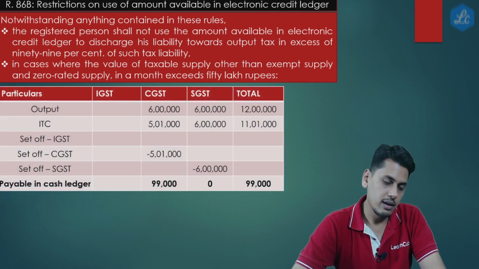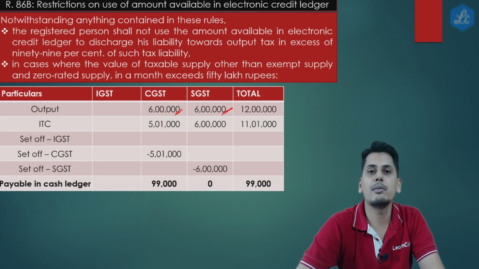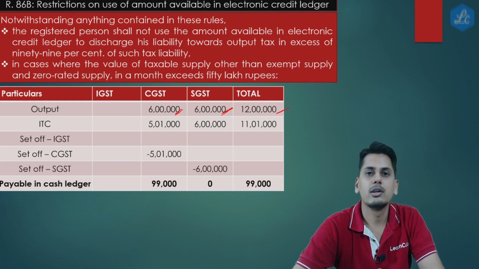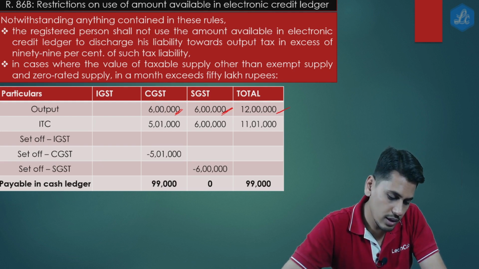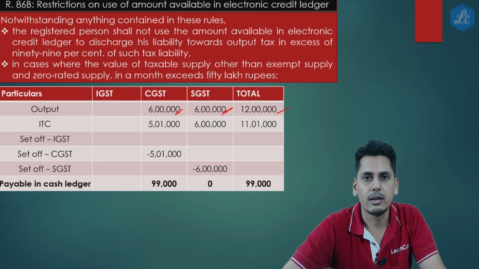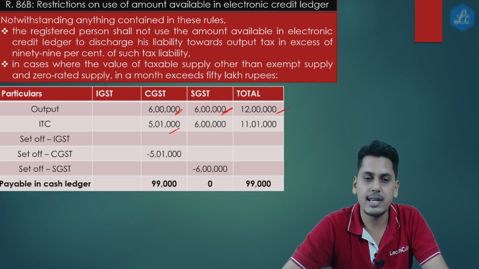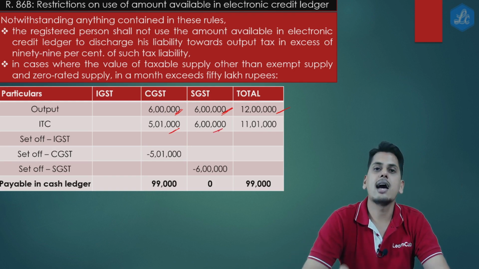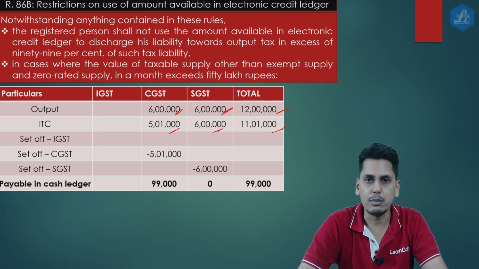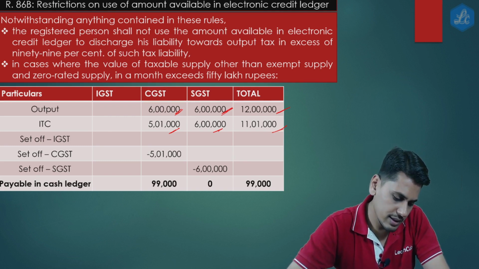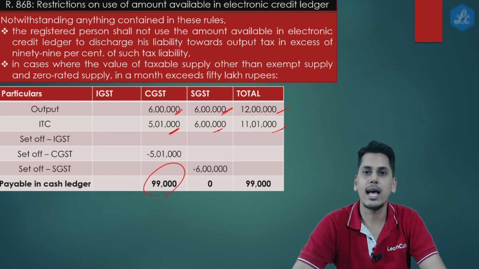Now friends, in the next tax period, he has got a CGST liability of 6 lakhs, SGST liability of 6 lakhs, totaling to 12 lakhs. Now, input tax credit which is available with him: 5 lakh 1,000 which was carried forward as CGST, 6 lakhs as SGST. Totally 11 lakh 1,000 is the credit which is available with him. Now is this fine? This 5 lakh 1,000 CGST credit, I'll use it against CGST liability. So balance 99,000, I will pay it through cash.